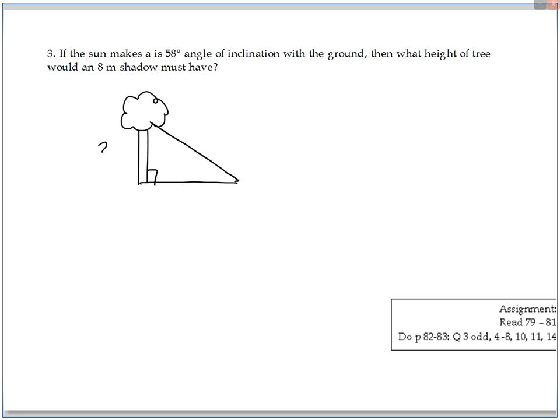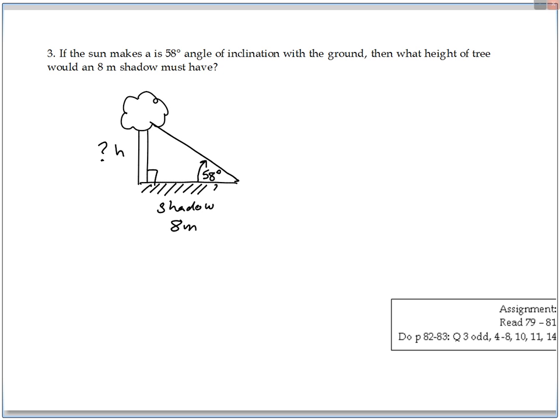Okay, so they're asking for the height of the tree. So let's call that h. What is h? Where does the 58 degrees go? Up from the horizontal. What height of tree would an 8-meter shadow? Where's the shadow going to be? On the ground. So there's the shadow, and it's worth 8 meters.